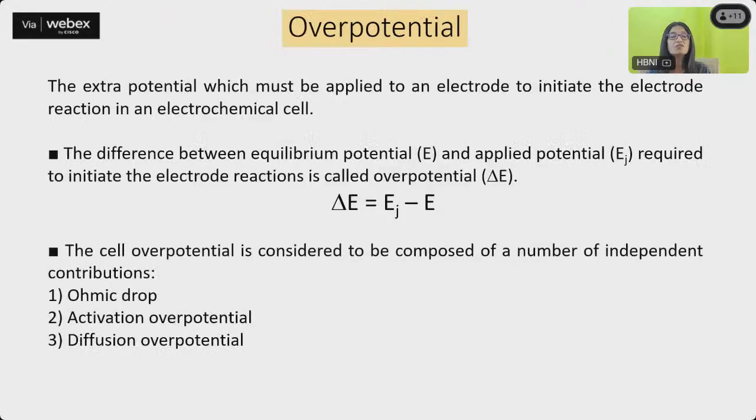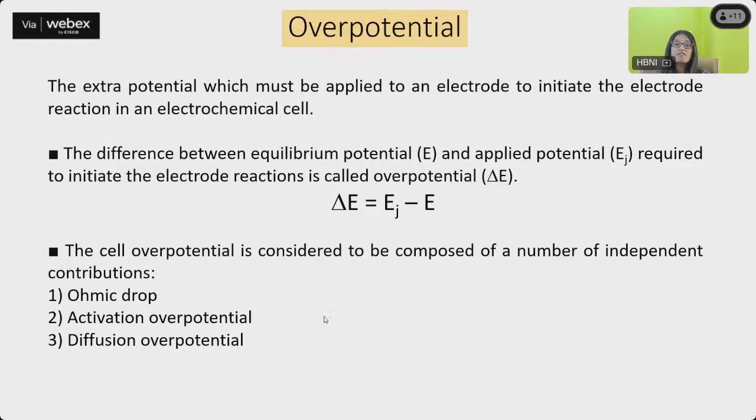So one very common term which we'll use in electrochemistry is overpotential. So what is a potential? You have some potential which you have theoretically calculated, but many a times you will see that if you're applying that much amount of potential, your reaction doesn't take place. So the extra potential which must be applied to an electrode to initiate the electrode reaction in an electrochemical cell, that is basically the overpotential. So it is the difference between the equilibrium potential E and the applied potential EJ required to initiate the electrode reactions, and this is what is known exactly as the overpotential, which is given as delta E. So it is EJ minus E, which is the difference between the applied potential and the equilibrium potential.